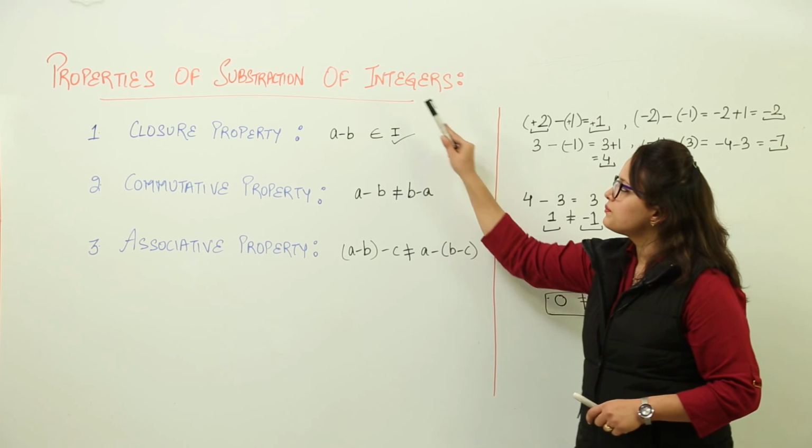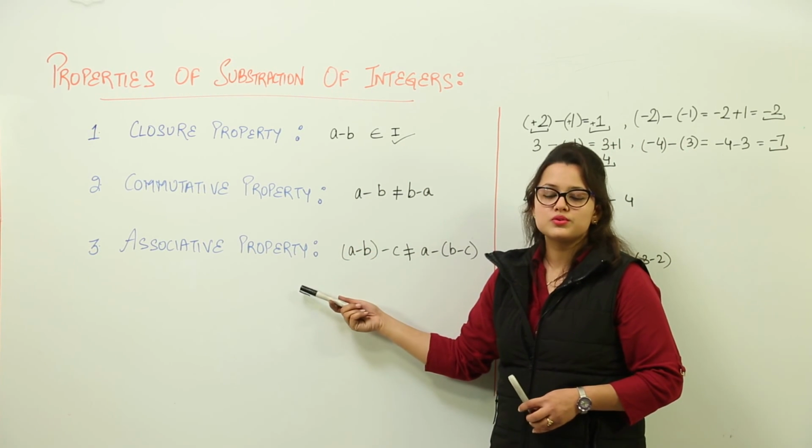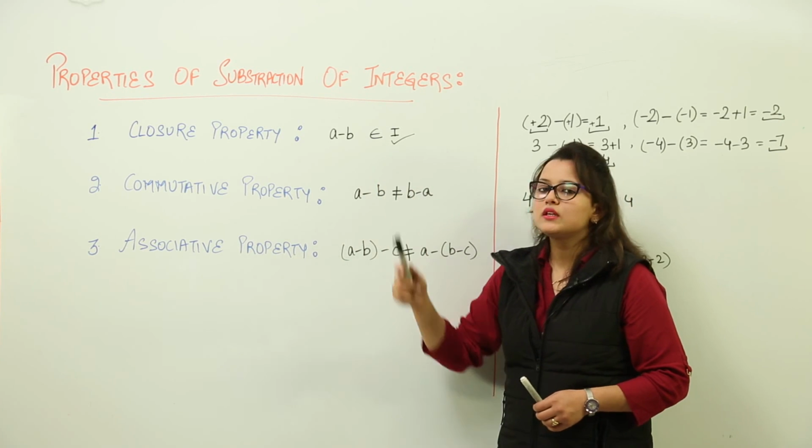That means the subtraction of integers is neither commutative nor associative, but it is satisfying the closure property.